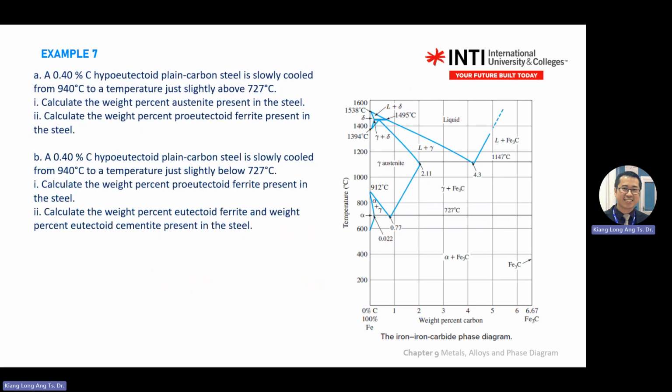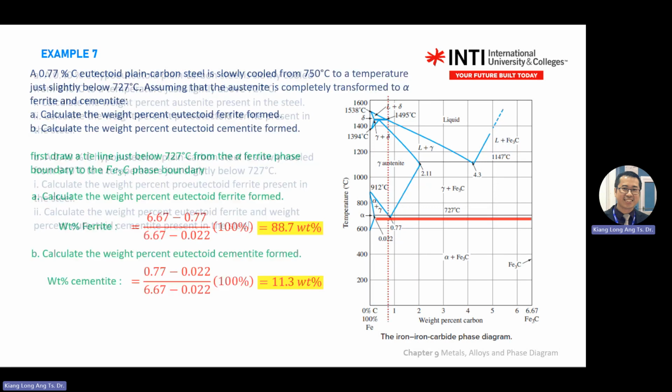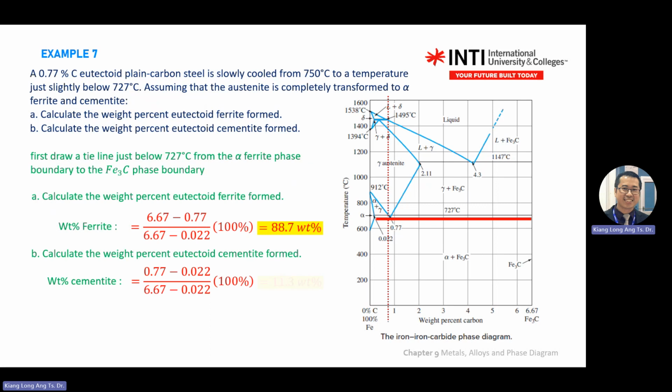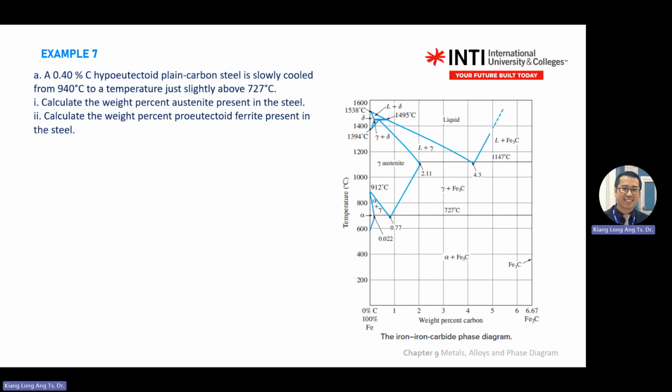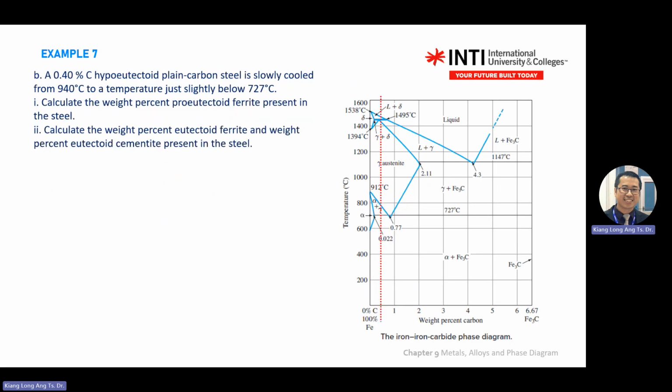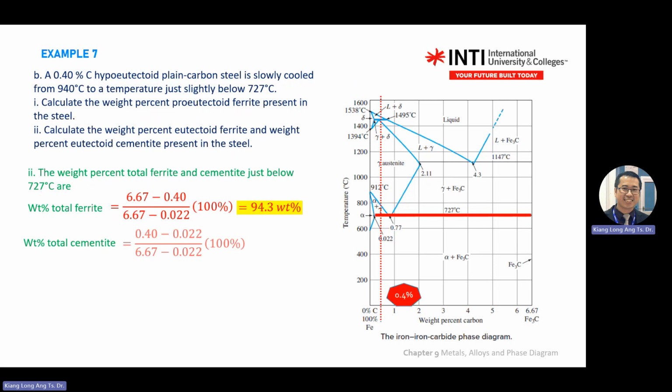Example 7 is the same diagram. So this one is your homework. Go and see. If you understand example 7, this one I should label as example 8. I changed already. So for example, this A and B you go and find. Read, it's actually the same process.